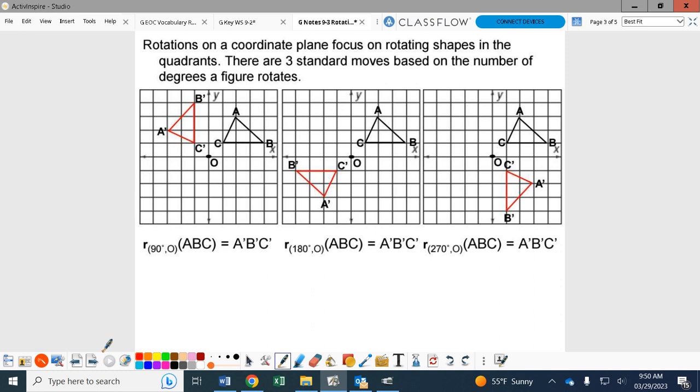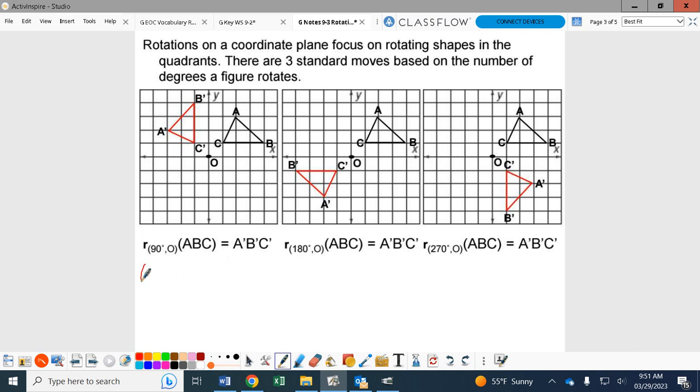Here are 3 pictures that have been rotated. This one has been rotated 90 degrees. This one has been rotated 180 degrees. This one has been rotated 270 degrees. And we wouldn't show the last one because it would end up right back where it started from. 360 would end up right back where it started from. Now, there is a set rule for these rotations. This is what they look like.